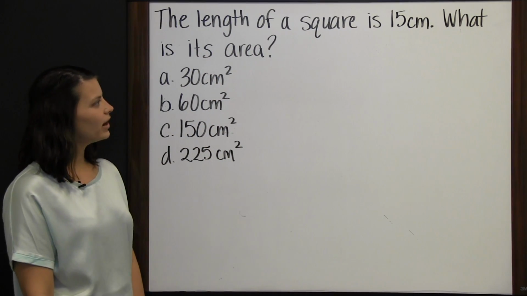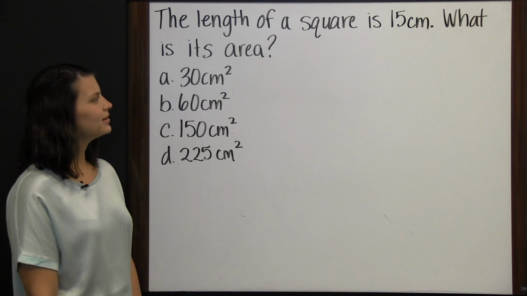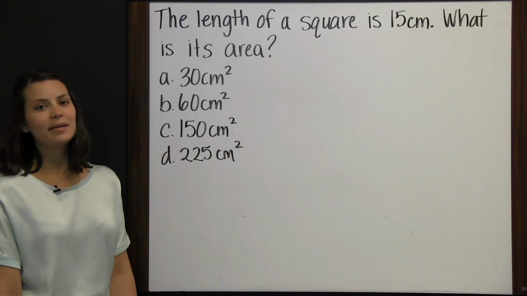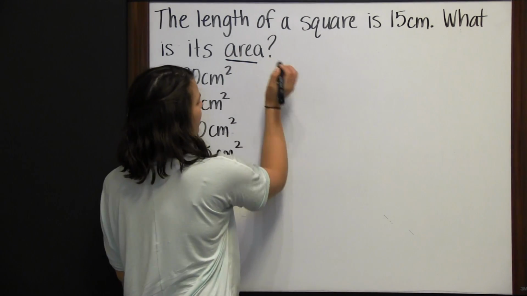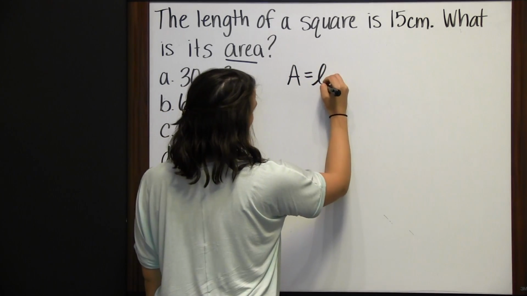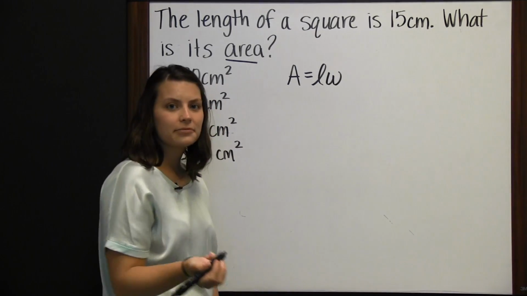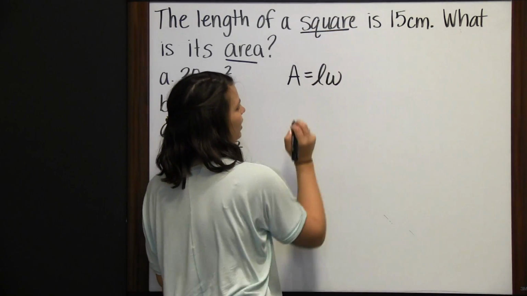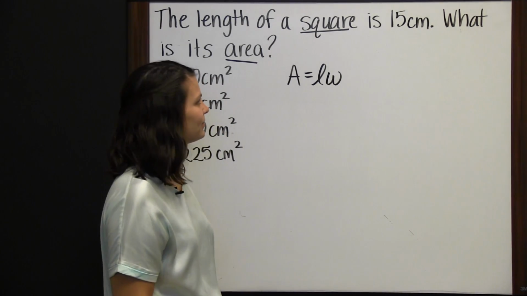The length of a square is 15 centimeters. What is its area? Well, a square is a type of rectangle, and the formula for area of a rectangle is area equals the length times the width, or base times height. But what's special about a square is that its length and width are the same.